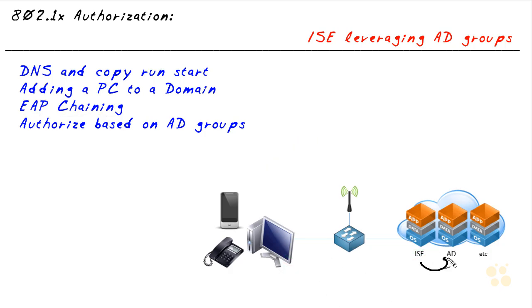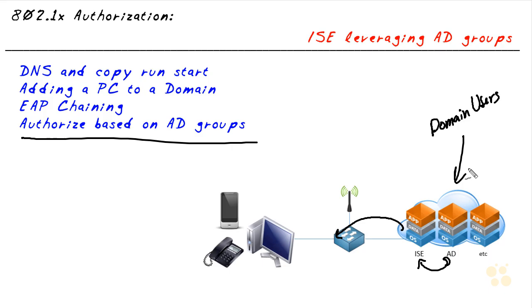The other great thing about the integration of Active Directory and ICE is that when we start setting up authorization, which we're also going to do in this video, we could base that authorization on group membership in Active Directory. So we have this user group called Domain Users in Active Directory, and we could set up authorization so that if a user is a member of Domain Users, then they'll get this authorization or these permissions.